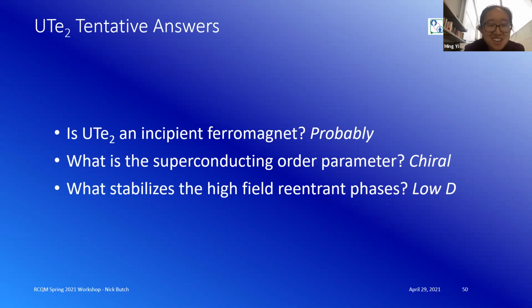So I guess I can ask, while we're waiting for questions. Nick, I remember in the beginning, you mentioned that this material is not very low dimensional, based on the ratio of the resistivity. So for the last point, could you elaborate a little bit? What do you mean by low dimensionality stabilizing the high field?